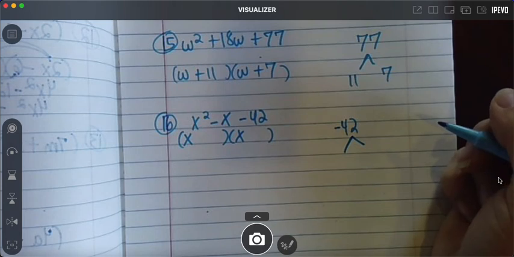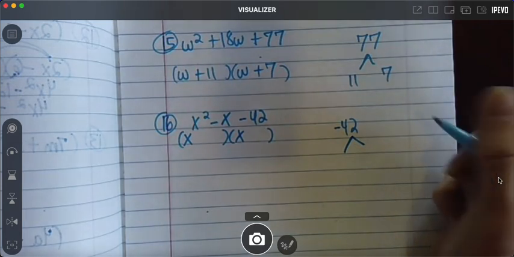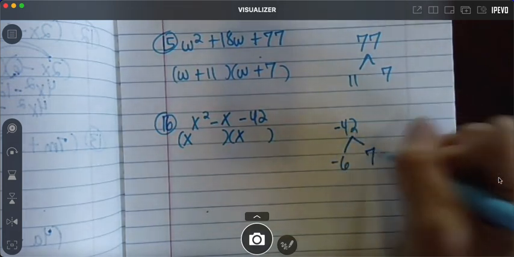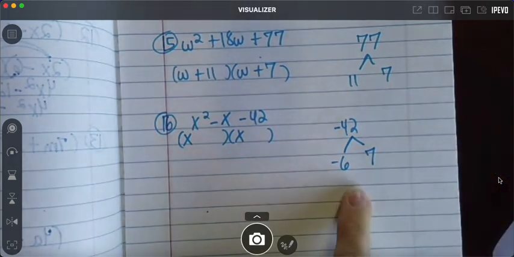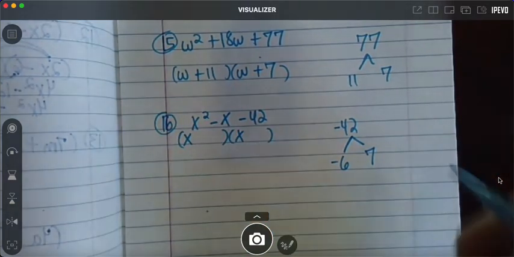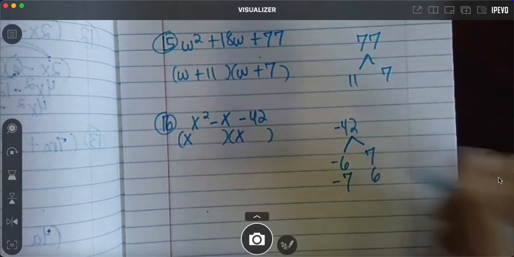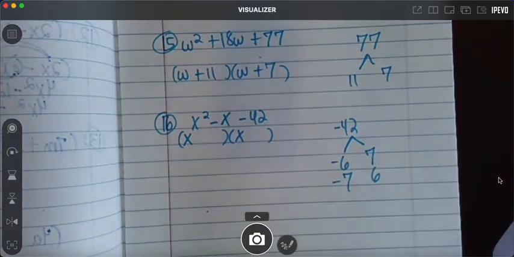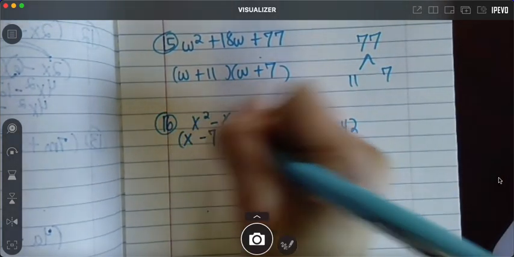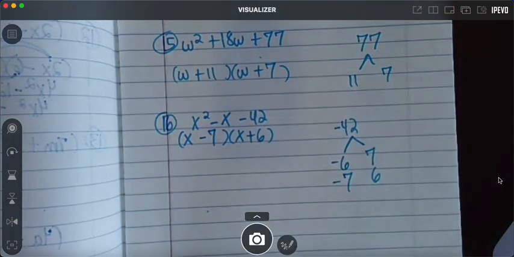What times what is negative 42? Negative 6 and negative 7. Well, negative 6 and a positive 7. Does that add to negative 1? No. But does a negative 7 and a positive 6? Yes. So I'm going to write those. A negative 7 and a positive 6. And that answer choice is A.